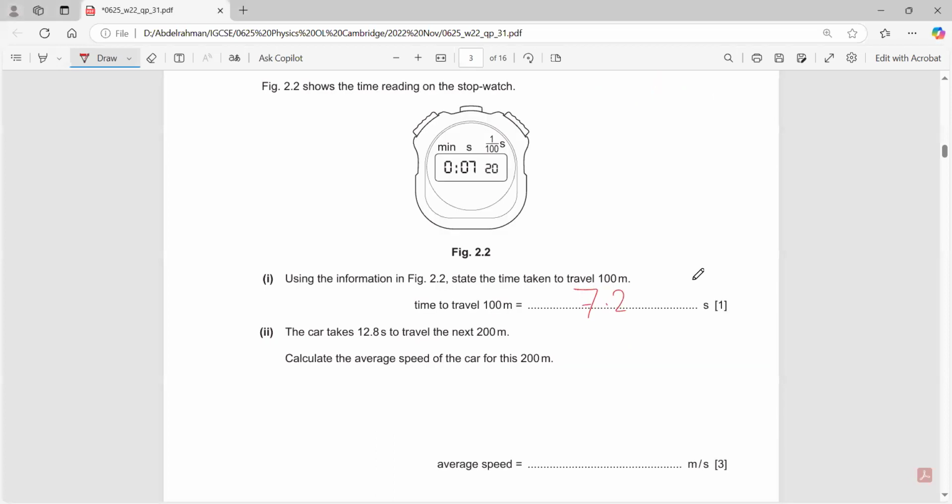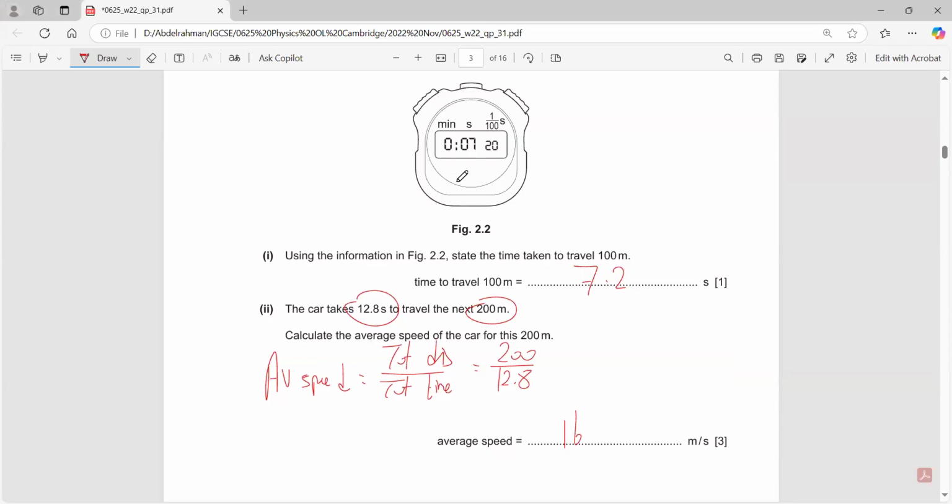Can I find the average speed? Yes. Average speed. You have to write down the equation. Average speed equals total distance over total time. The total distance traveled was 200 meters. The car takes 12.8 seconds to travel 200 meters, so it's 200 divided by 12.8. You can use a calculator, which would be around 16 meters per second.